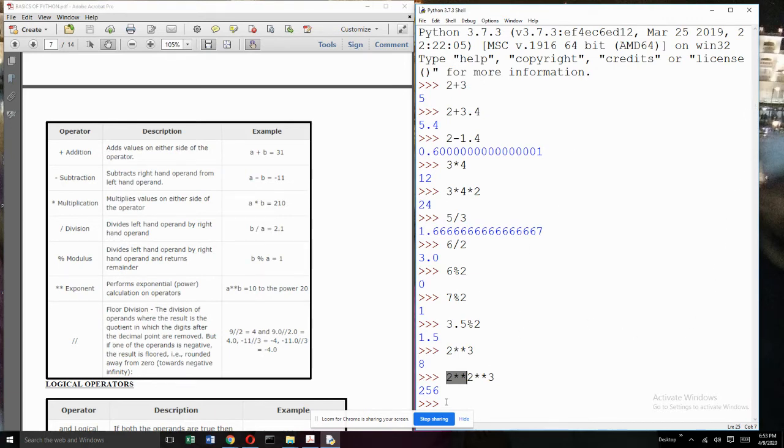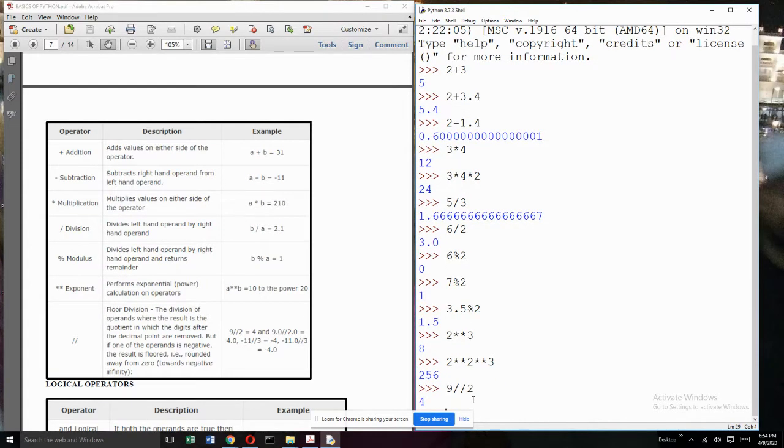The next operator is floor division. Now, if I divide 9 by 2 using the floor division operator, the true answer would be 4.5. It will remove the decimal part 0.5 and give you the answer as 4.